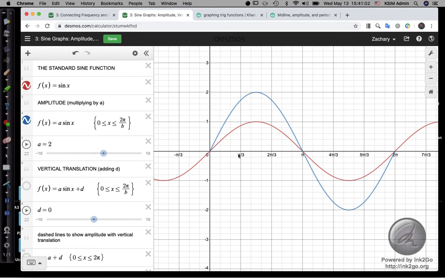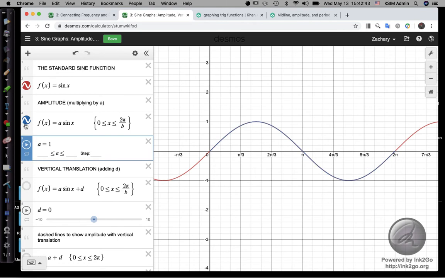And if I were asked from the graph to tell the amplitude of this particular function, I would measure the distance from the center line to its maximum or minimum point. So from the center line on the x-axis, I can see that it goes up to a maximum of 2, and from the center line at the x-axis down to -2. I can shrink this back down to 1. Let's change it to 1.